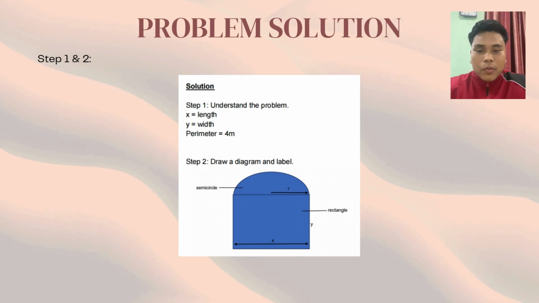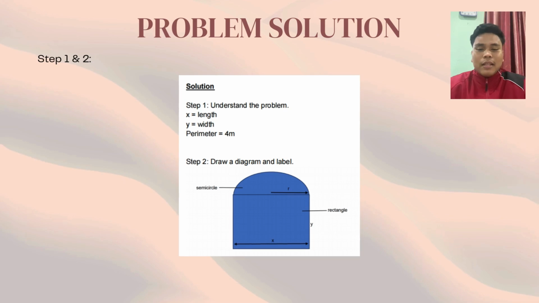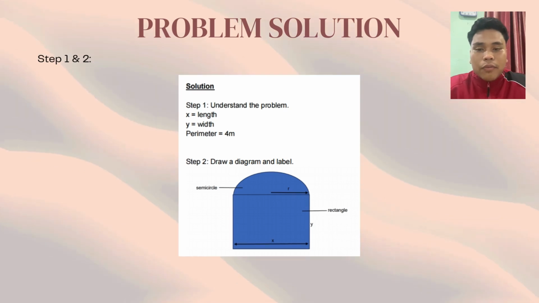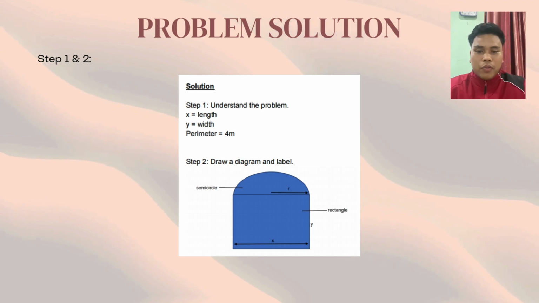The next step is to draw and label the diagram. Here we have a rectangle at the bottom and a semicircle on the top. The width of the rectangle, which is X, is the same as the diameter of the semicircle. We also label the semicircle radius as R since it will be useful in our calculation later.